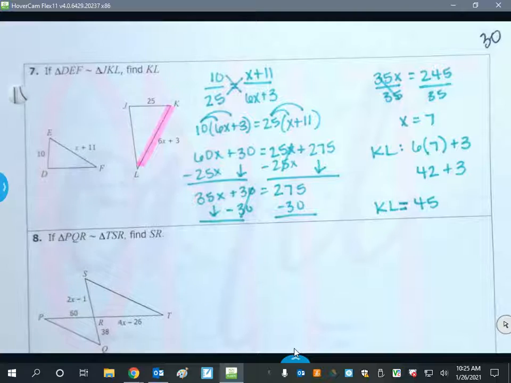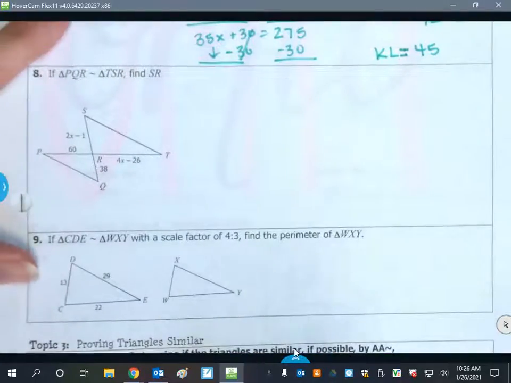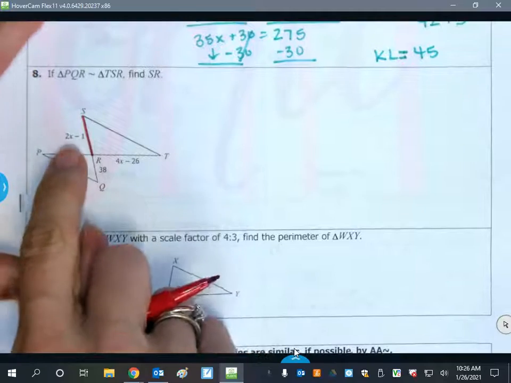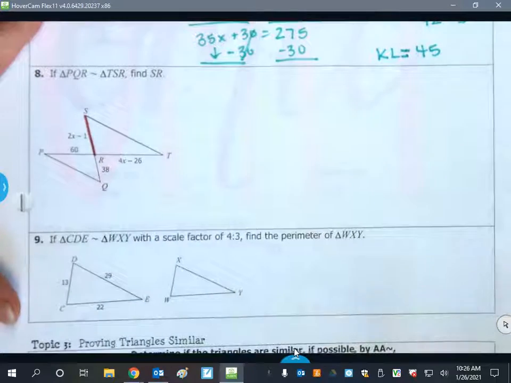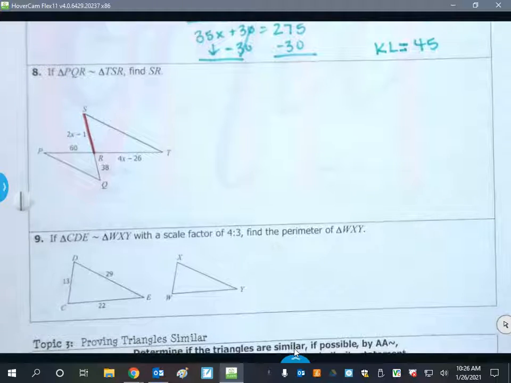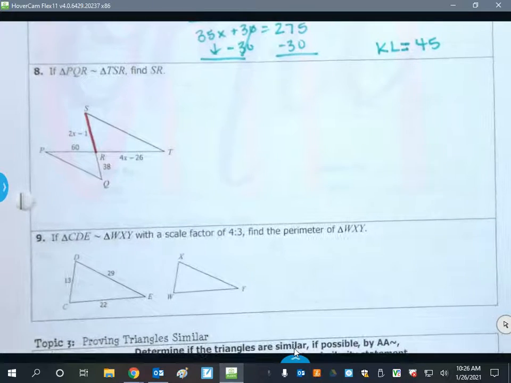All right, let's do it again. In number 8, again, we're finding SR. Now pay close attention here for SR. That means that we have to find x first and plug in for x into 2x minus 1. So go ahead and solve for x. What is the value of x?